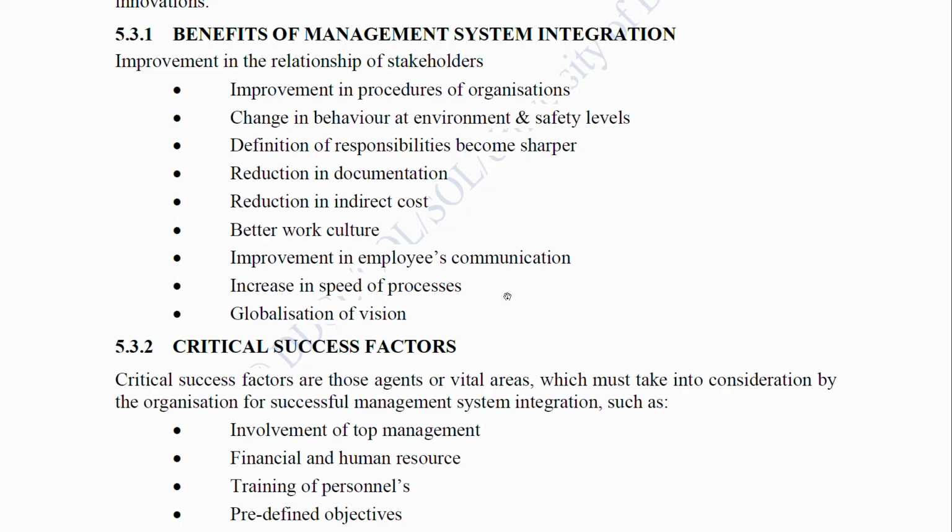Next point, improvement in employees' communication. Next point, increase in speed of processes. Next and the last point is globalization of vision.